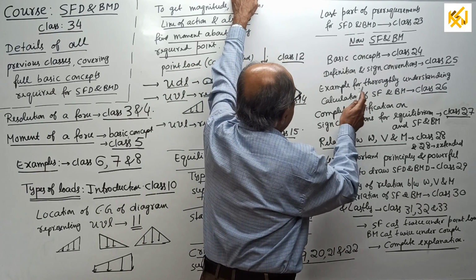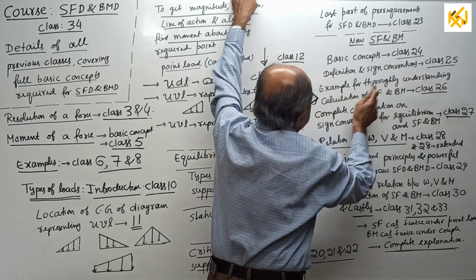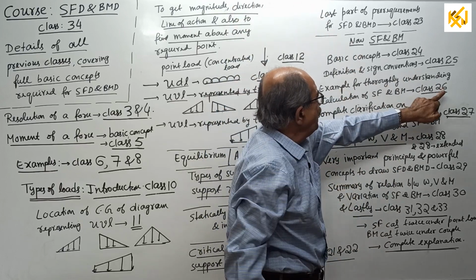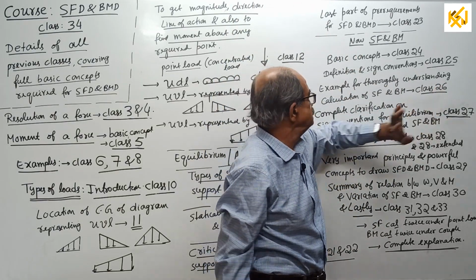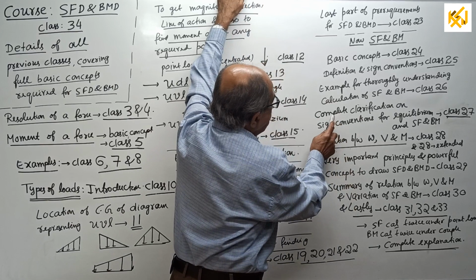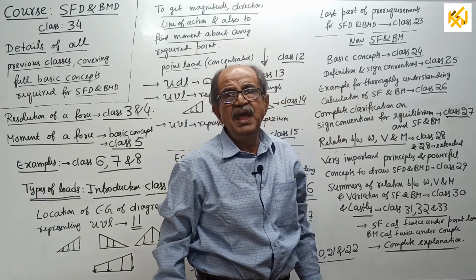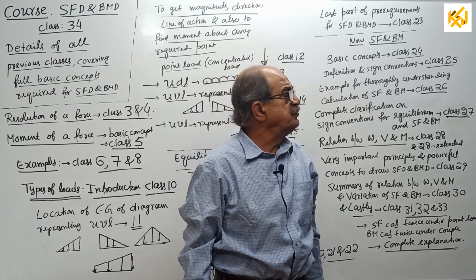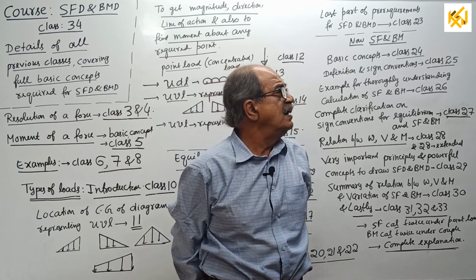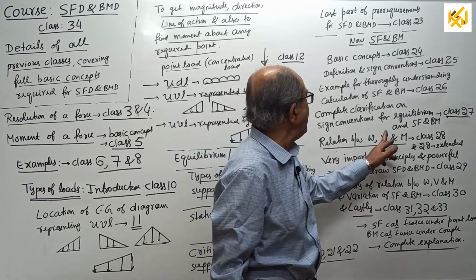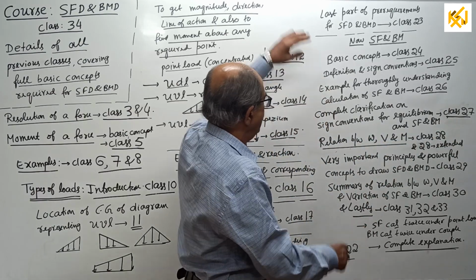Further, an example for thoroughly understanding calculation of SF and BM, class 26. A very, very critical example. Complete clarification on sign convention. This is where a major part of the students, or even practicing engineers, have difficulty. Therefore, it is clarified completely, class 27.